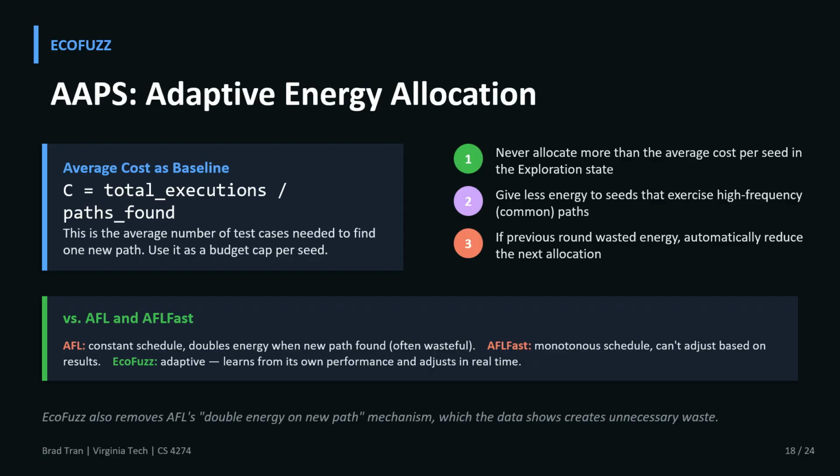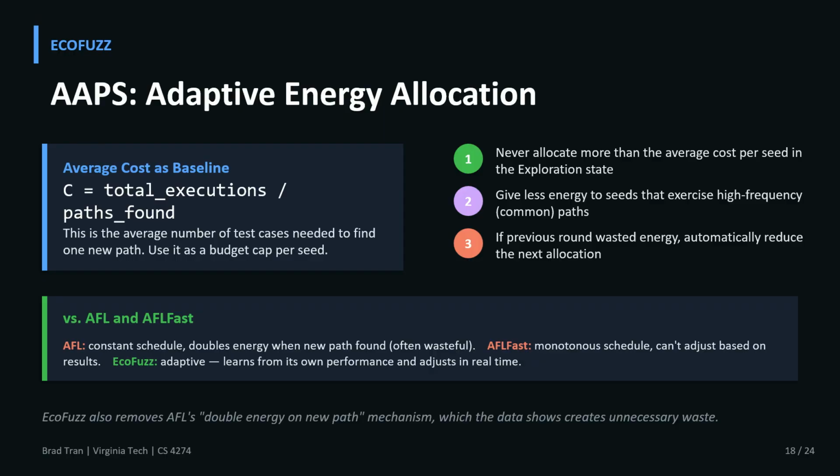First, in the exploration state, never allocate more energy to a seed than the current average cost. This prevents over-investing in untested seeds. Second, reduce energy for seeds exercising high frequency paths. The algorithm computes a coefficient k based on how frequently a seed's path has been hit relative to the average cost, and scales the energy allocation down accordingly.